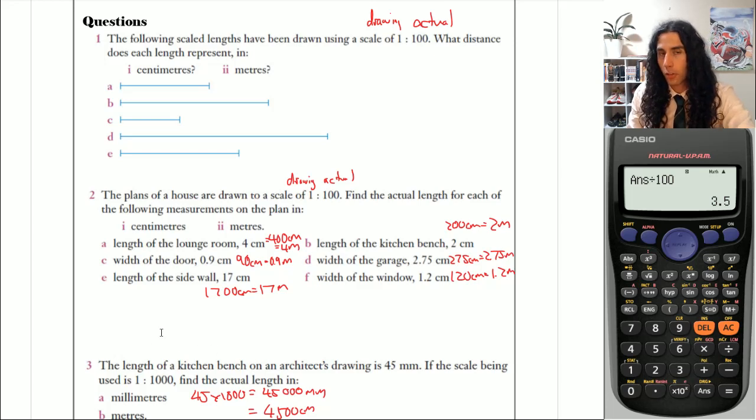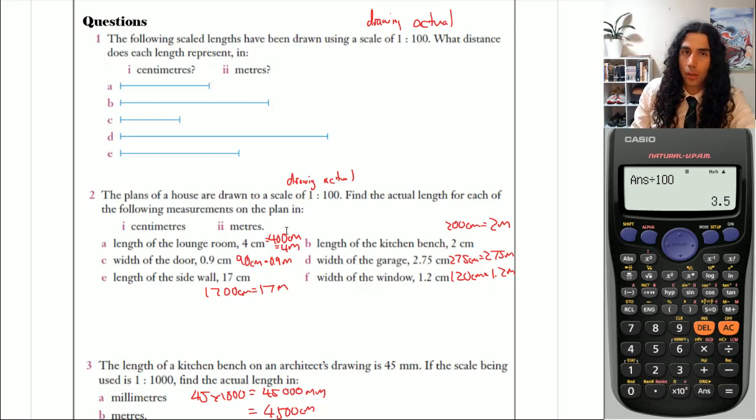Okay, but then question 3, we get on to different ratios. So this is 1 to 1,000, 45 times 1,000 is 45,000. Turned out to be 45 meters. So 1 to 1,000 means that each millimeter represents 1 meter. So it's a useful scale as well. I'm going to scroll down.